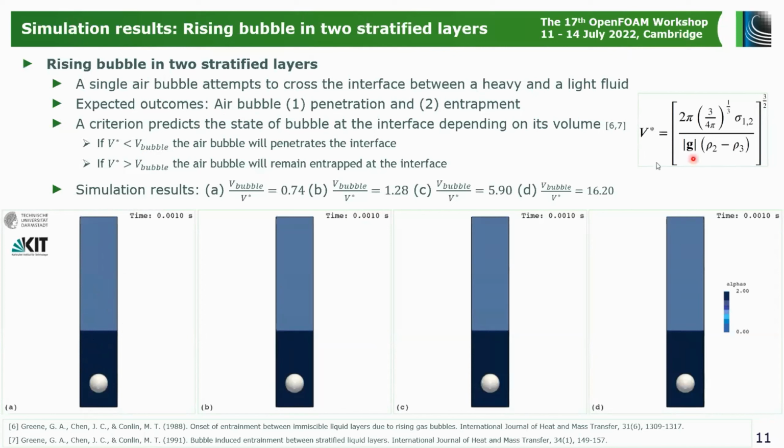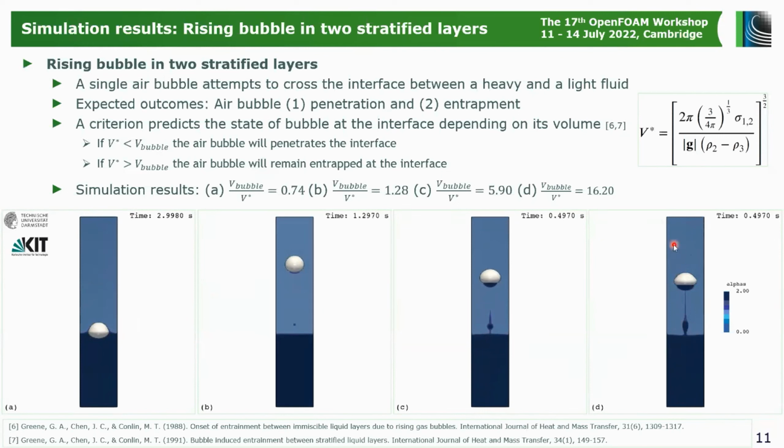Now there is a criterion based on a critical volume that says if the volume of the bubble is more than that, it will penetrate this interface, and if it's less, it will remain trapped. We perform simulations at different bubble ratios, as you can see here. From left to right, the bubble ratio is increasing, and this is the running time of the simulation. Obviously, the bubble remains entrapped for a bubble ratio less than 1. Otherwise, the bubble breaks the interface and moves to the lighter fluid, carrying a trailing of the heavy fluid with itself.